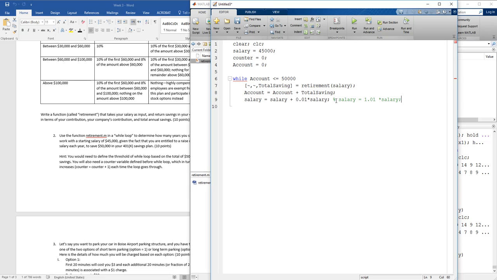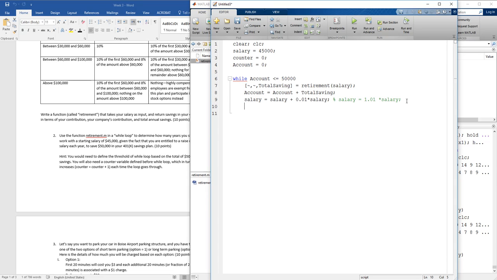When you put this comment sign, or a percent sign, this becomes a comment. Whatever is in front of this percent sign is not going to be evaluated. So this is like a comment. It's not going to be evaluated, so that's not important. So your salary is now increased.